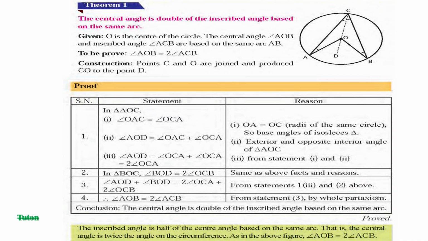Let us go through theorem 1, which is that the central angle is double the inscribed angle based on the same arc. We have already described and derived this relationship between the central angle and the inscribed angle on our previous slide. You can go over that slide if you have missed it. If you want me to explain this slide once more, let me know in the comment section down below.